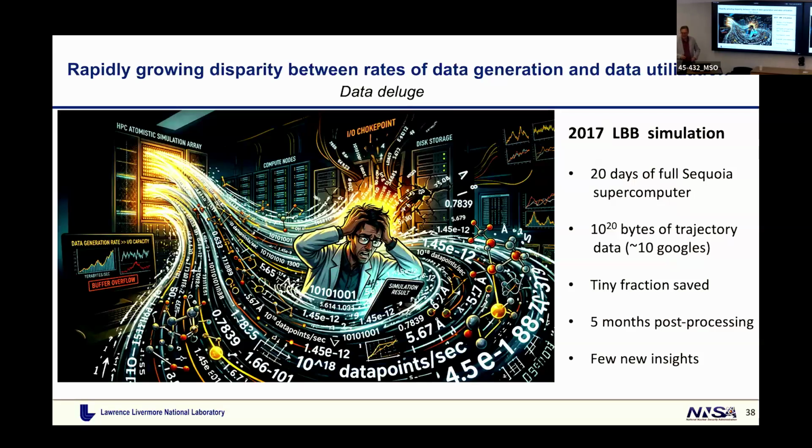Now, what is it that we're doing now? It's just insane. Some numbers: this simulation was completed in 2017, back then on the Sequoia machine. It ran overall for about 20 days on the full machine equivalent. It generated trajectory data that at that time was equal to about 10 times Google's worldwide storage capacity, okay? So 10 Googles of data. Only a tiny fraction, of course, could be saved.